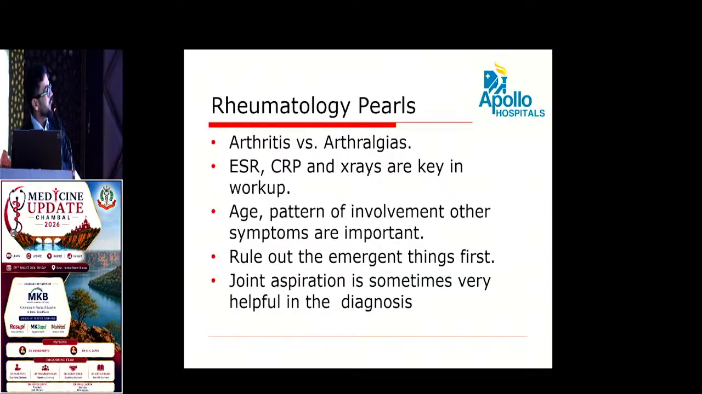And the last slide is, we should know how to differentiate between arthritis and arthralgia. ESR, CRP and X-rays are the key in workup. Age, pattern of involvement, other symptoms are important. Rule out the emergent thing first. Joint aspiration is sometimes very helpful in the diagnosis. Thank you very much for your patient listening.